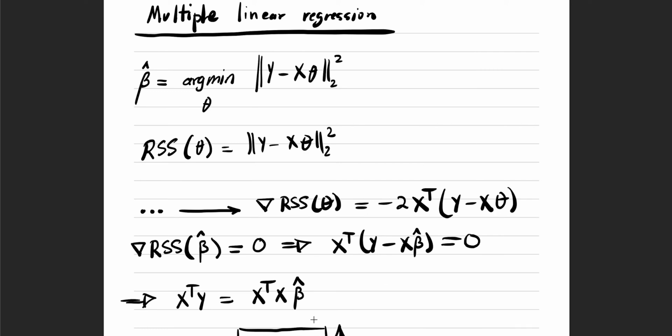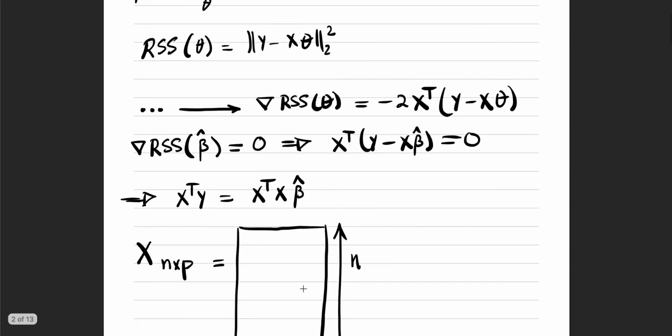And then we set that gradient to 0. And the theta that satisfies this equation is our least squares vector. So X transpose y is X transpose X beta hat.